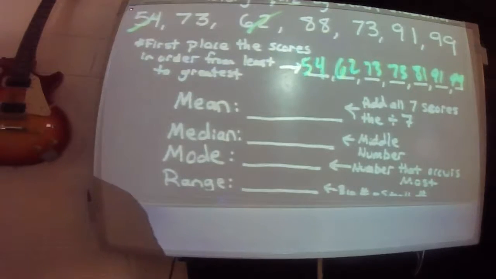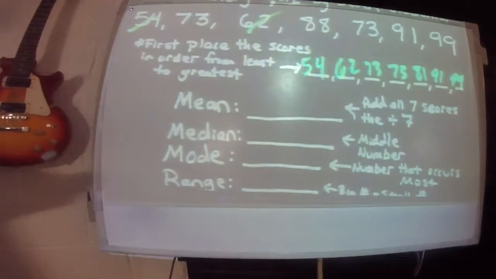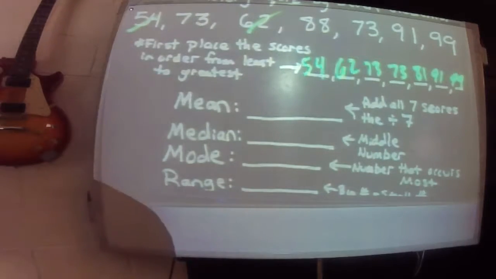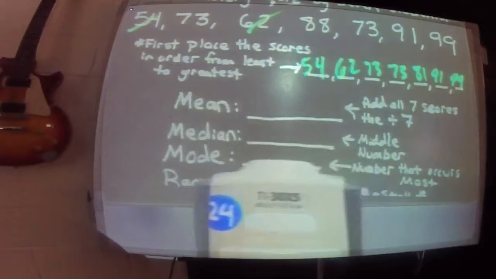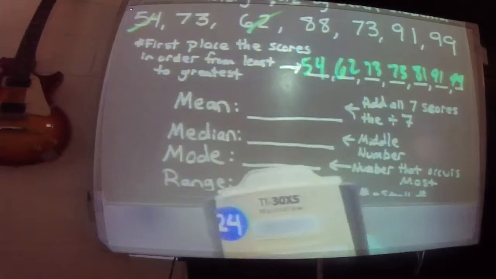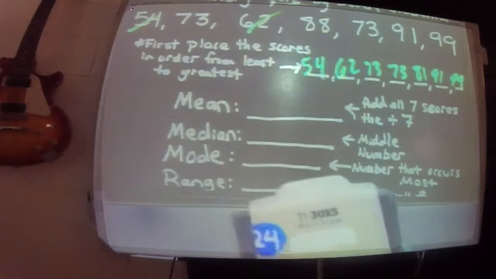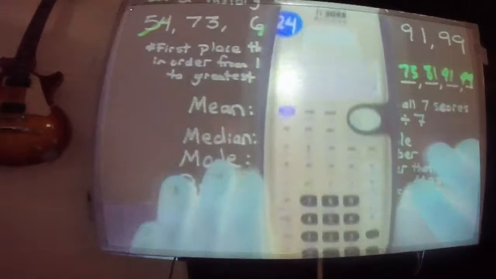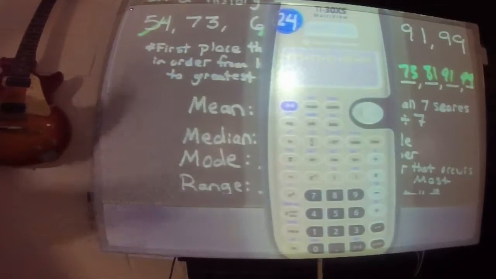If I want to find the mean of these test scores, what do I need to do? Add them all together. Add them all up. So 54 plus 62 plus 73 plus another 73 plus 81 plus 91 plus 99. Just like that. Hit enter. Add them all up and hit enter.